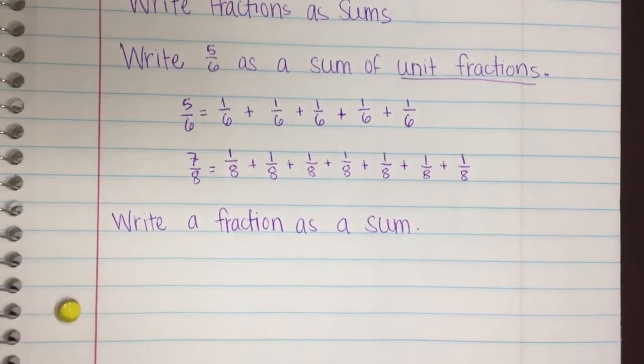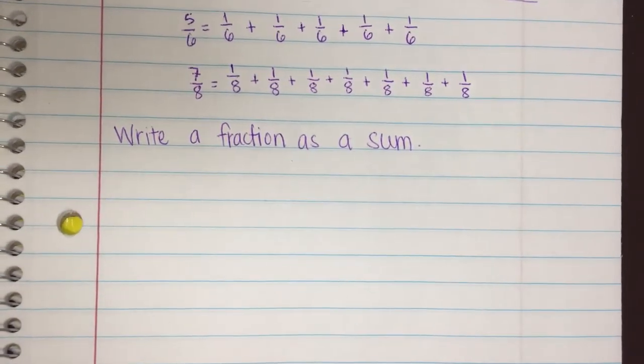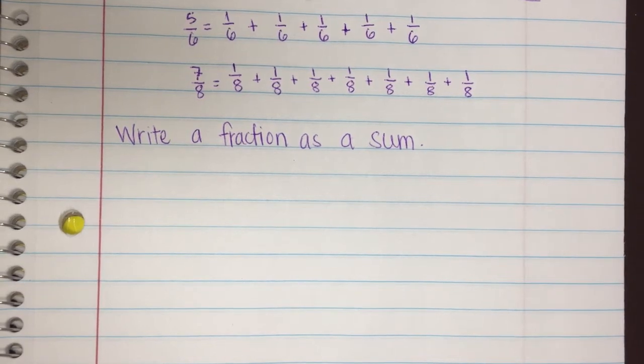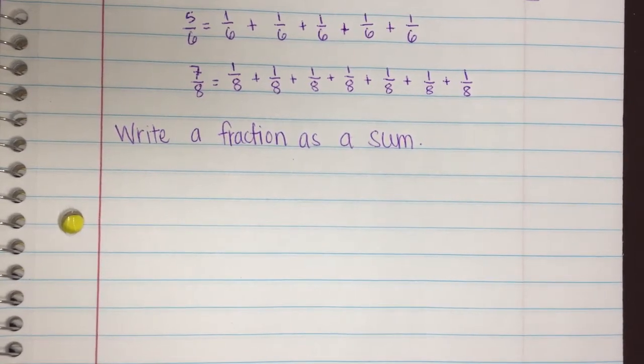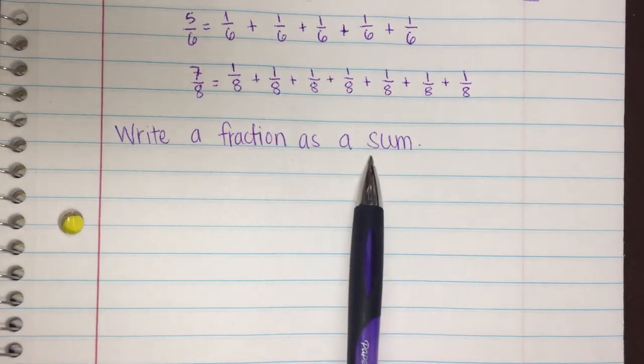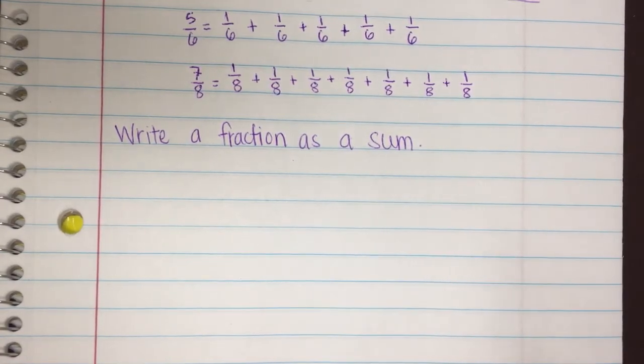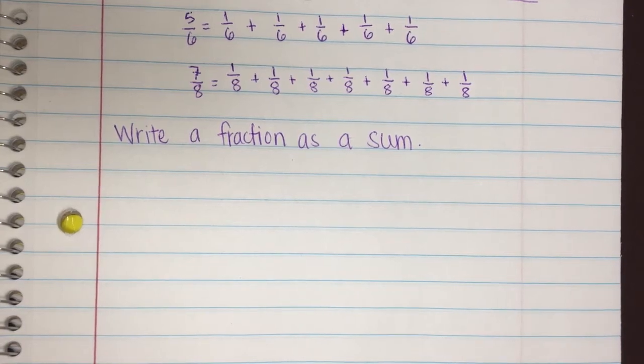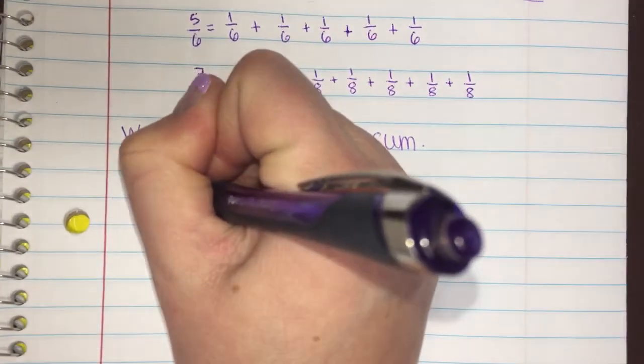Now, the second thing this lesson asks you to do is write a fraction as a sum. And it doesn't tell you you have to use unit fractions. It just says you have to write it as a sum. And we know the sum is the answer to an addition problem. So let's try a few examples. The first one we could do is 3/4.